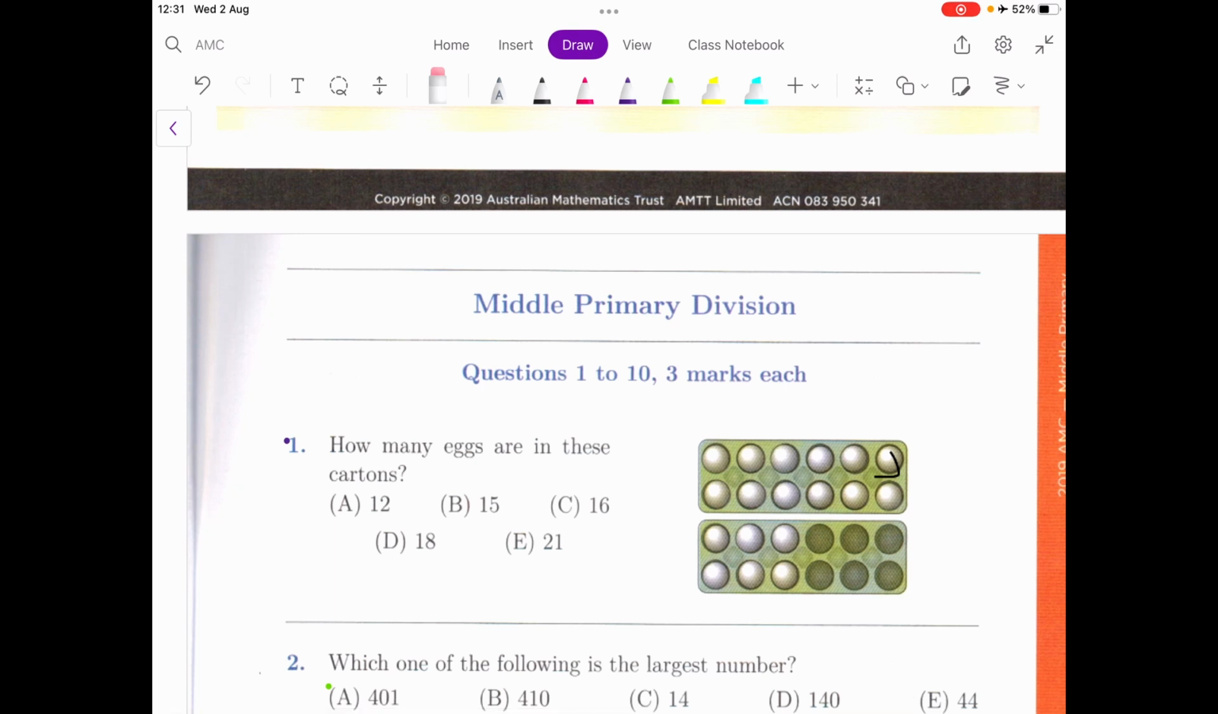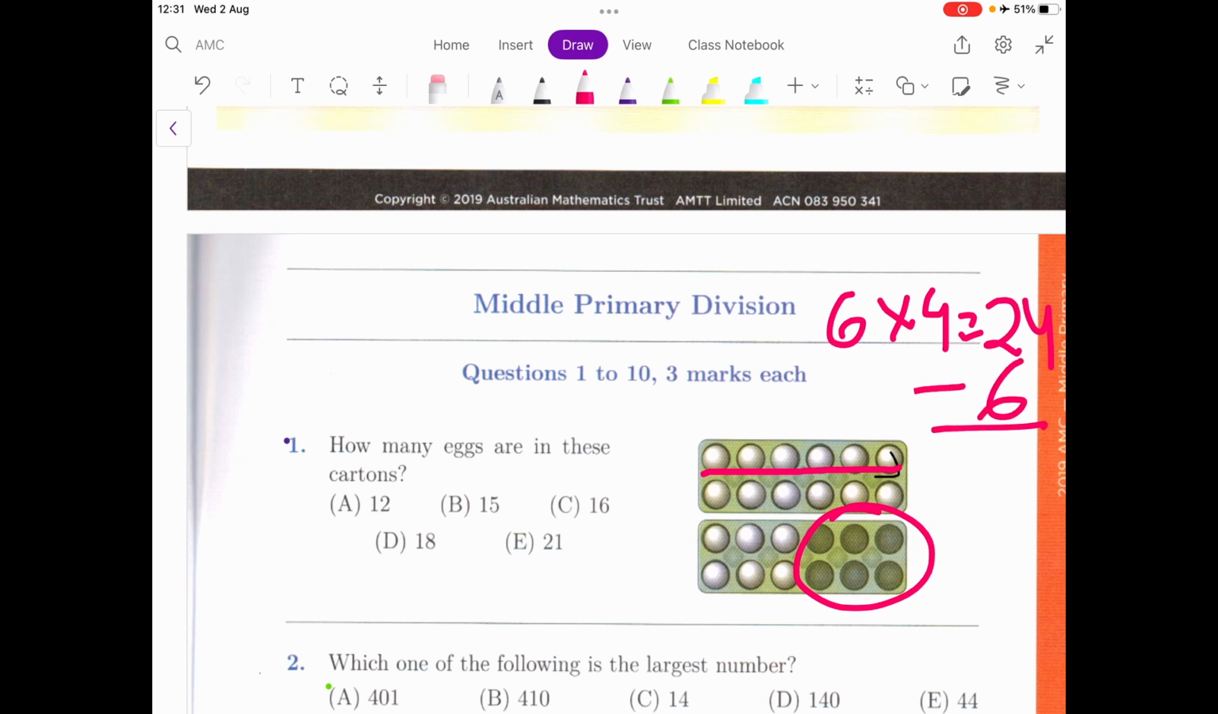So you can see the eggs, 2 egg cartons on the side. You can manually count 1, 2, 3. There are multiple ways to do it, but manually counting will take time. So you can think about there are 6 in a row, there are 4 rows. So 6 times 4 is 24, and there are 6 eggs missing. So you can take away 6, and that is 18. So D is your answer.